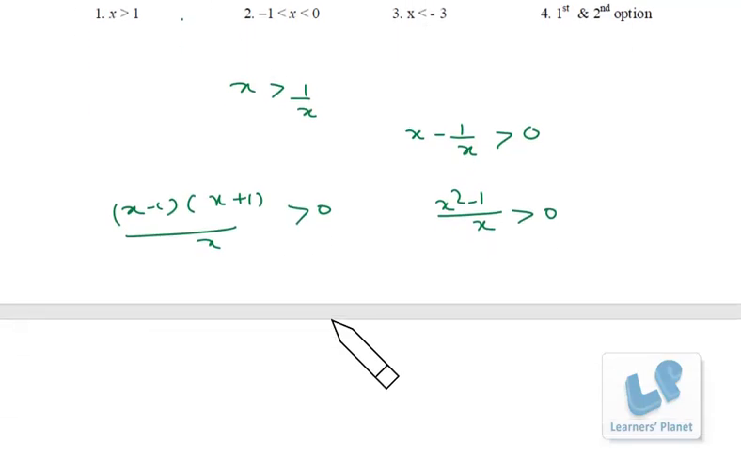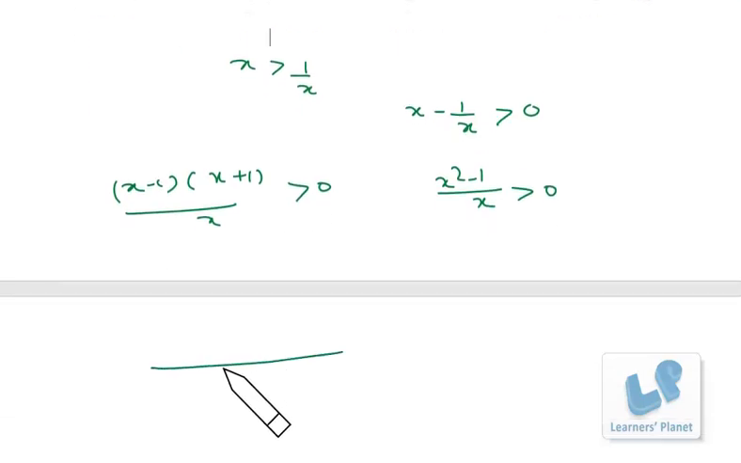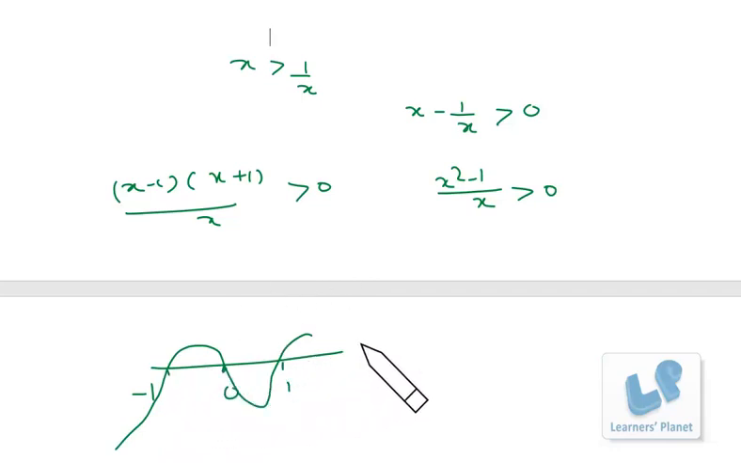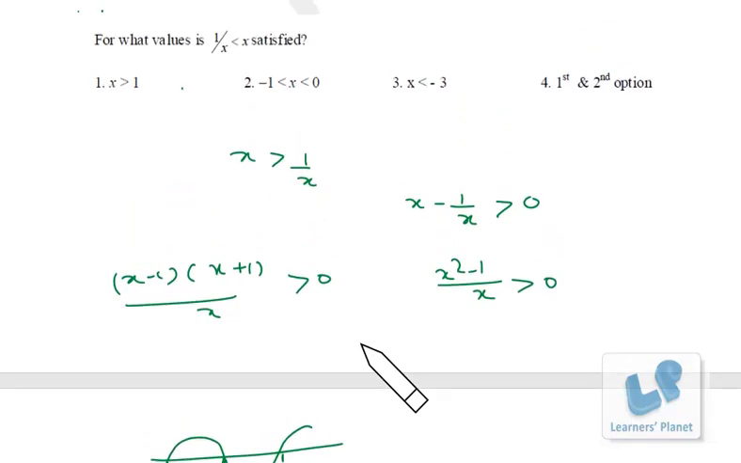Now you can go for the wavy curve method that I have already explained several times. So it's 0, it's 1 and it's minus 1. Since we want this value to be greater than 0, that is between minus 1 to 0 and above 1. So x should be greater than 1, right? And x should be between minus 1 to 0. So this and this, both of them are correct, right?